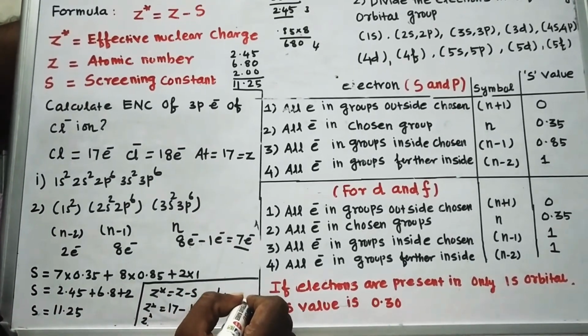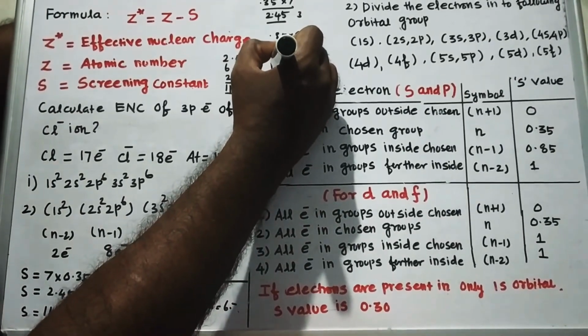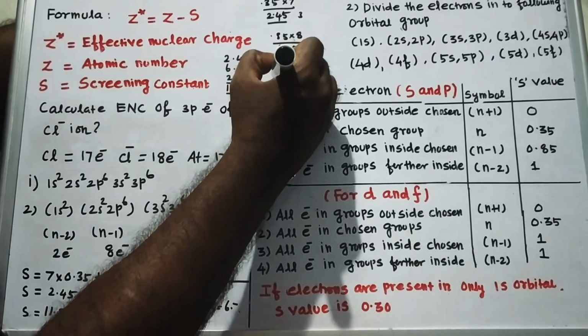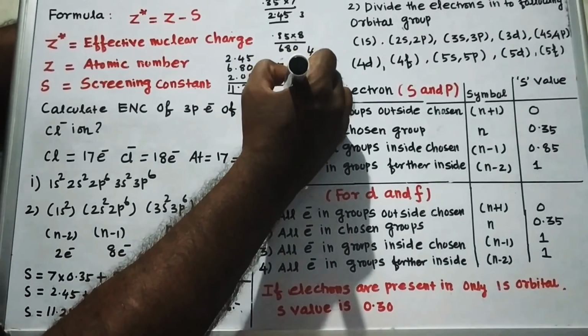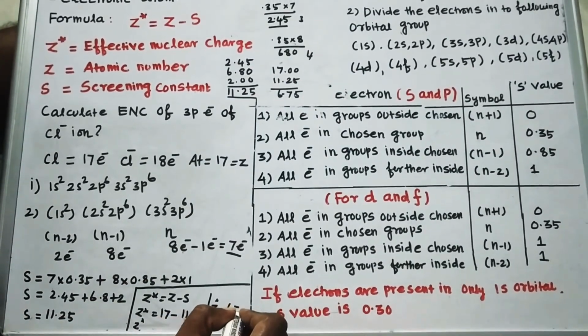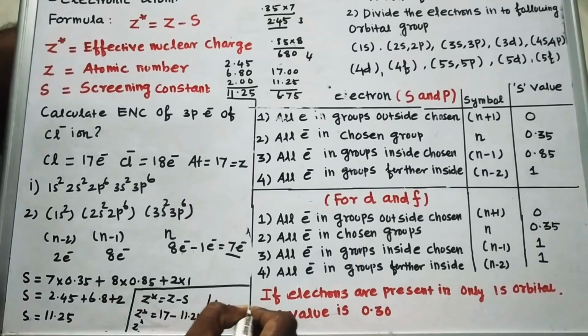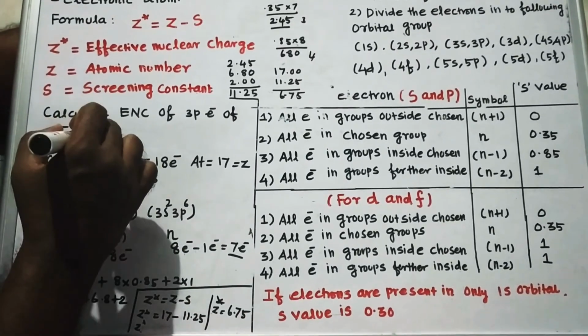Therefore, Z star is equal to 17.00 minus 11.25, which is equal to 5.75. Okay, students, this is the Z star value of the chloride ion.